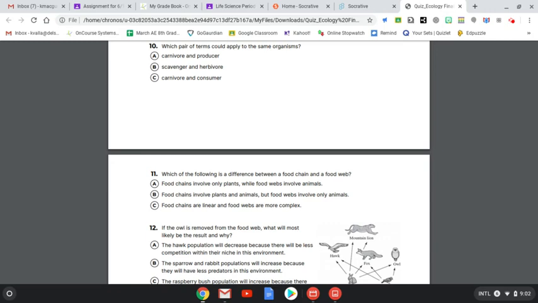Number 11, which of the following is the difference between a food chain and a food web? A, food chains involve only plants, while food webs involve animals. B, food chains involve plants and animals, but food webs involve only animals. C, food chains are linear, which means in a straight line, and food webs are more complex or branched.